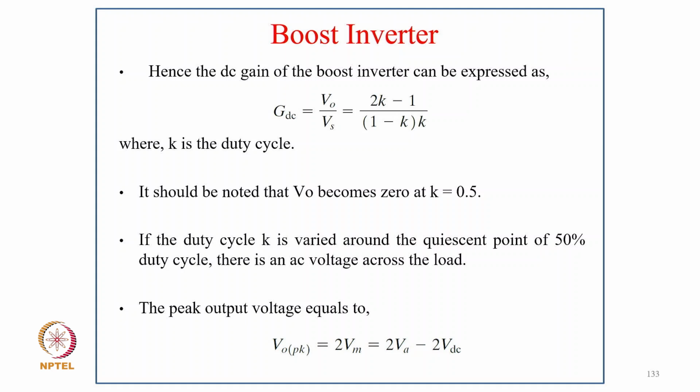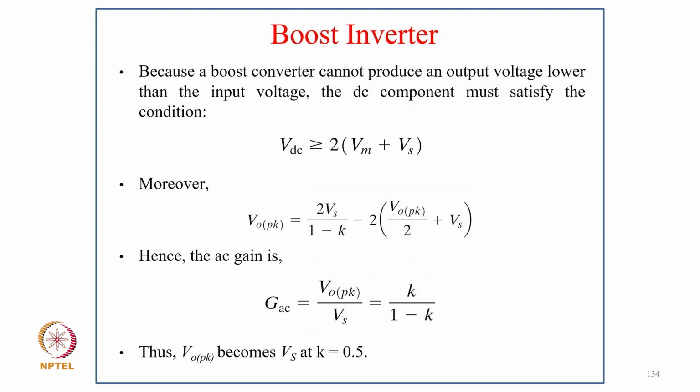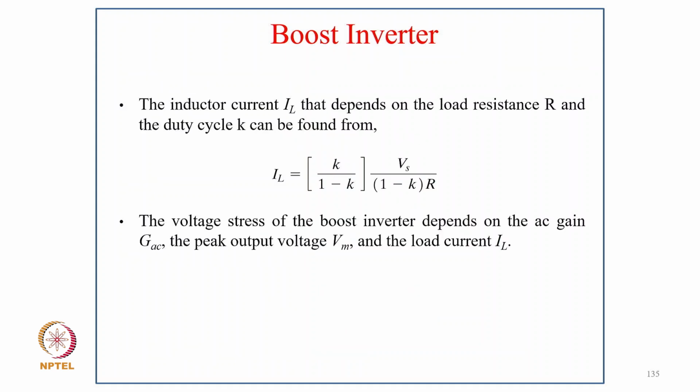If the duty cycle is varied around the quiescent point of 50% duty cycle, there is an AC voltage across the load, and the peak output voltage VO peak equal to VM is 2 VA minus 2 VDC. And because a boost converter cannot produce an output voltage lower than the input voltage, the DC component must satisfy the condition that VDC is greater than VM plus VS. Moreover, VO peak equal to VS divided by 1 minus K minus 2 bracket VO peak divided by 2 plus VS, and thus the AC gain is GAC equal to VO peak upon VS, and that is equal to K upon 1 minus K, and the VO output becomes VS at K equal to 0.5.